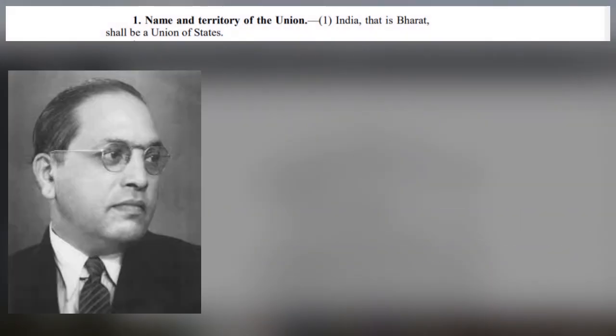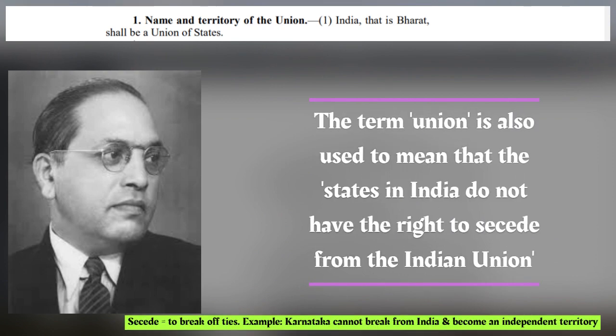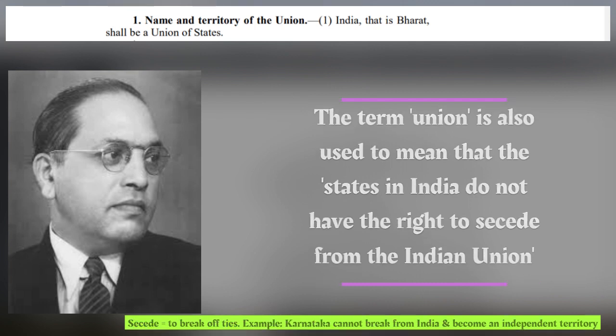In a compelling tone, Dr. Ambedkar had explained that the term union was placed instead of federation to clarify that states in India do not have the right to secede from the country. In this way, all states at all times will remain the part of India or Bharat.